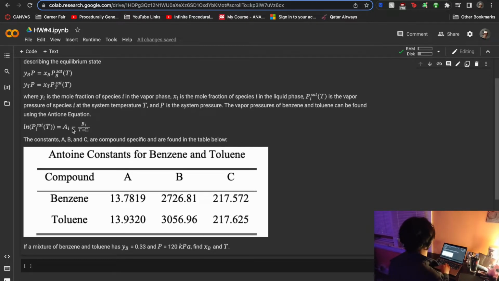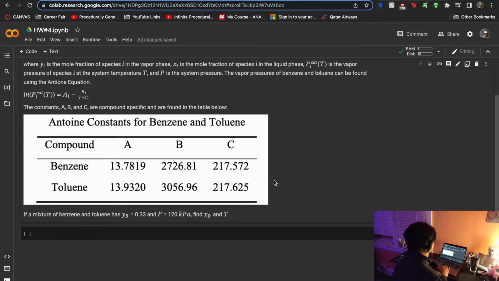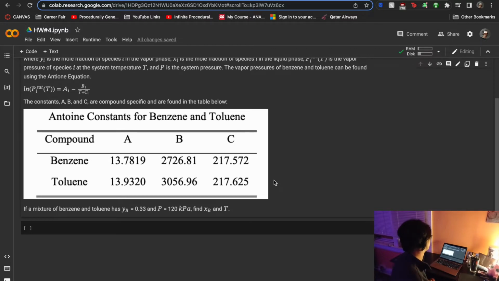Likewise, we've also been given the Antoine equation, which is as such. The different constants A, B, and C for both benzene and toluene are also given. Now, what the problem asks us to do is that it tells us the mole fraction of benzene in the vapor phase, and it gives us the pressure, and asks us to find the mole fraction of benzene in the liquid form, as well as the temperature that it exists at. So let's take a look at how we're going to do that in Python.